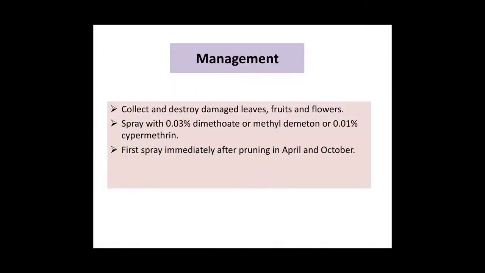The next point is management. Collect and destroy the damaged leaves as well as the fruits and the flowers. Then spray with 0.03% dimethoate or methyl demeton, or 0.01% cypermethrin. First spray immediately after the pruning in April and October. So this is all about the second pest of grapes, that is thrips.